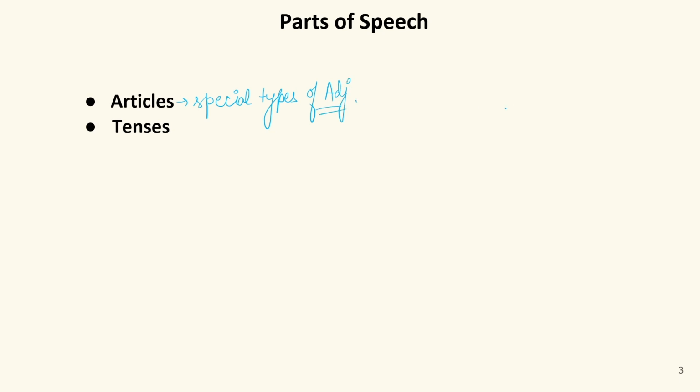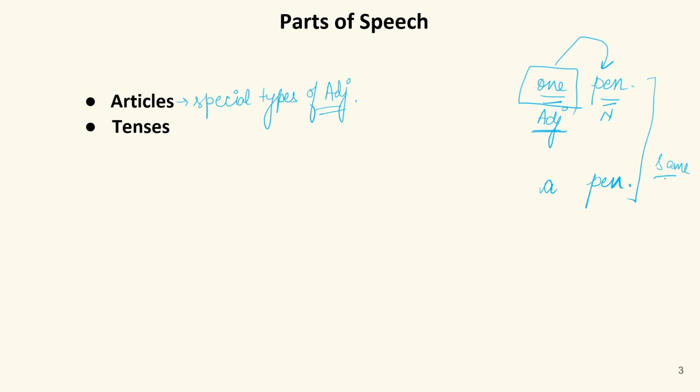Now, if we see a phrase, that is "one pen". Here in this phrase, we can see pen is a noun, whereas one is telling us the number of this particular noun. So we can say that this word one is an adjective over here, which is qualifying the noun pen. If we look at this phrase, it means a person has only one pen. Now, if I write "a pen", if we look at both of these phrases, they sound the same. Both of these are the same in meaning.